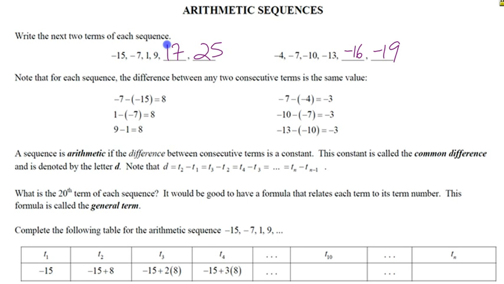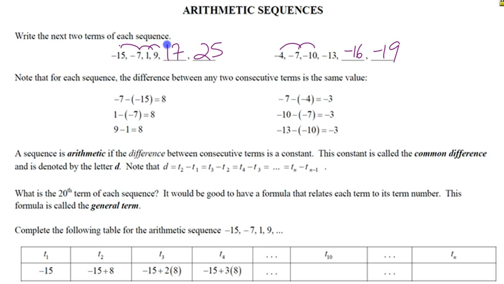So you always take the term that's further along and subtract from it the previous term, right? So you go negative 7 minus negative 15, right? It works this way: 1 minus negative 7, 9 minus 1, etc. And for the second sequence: negative 7 minus negative 4, negative 10 minus negative 7.